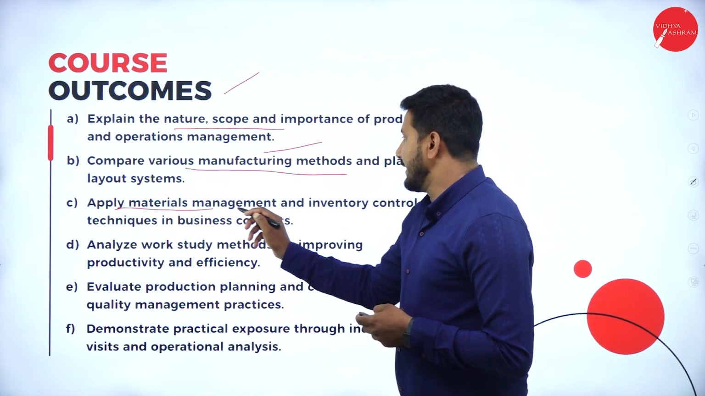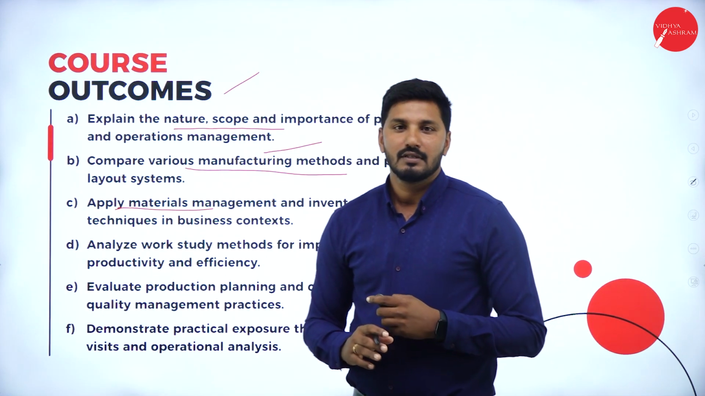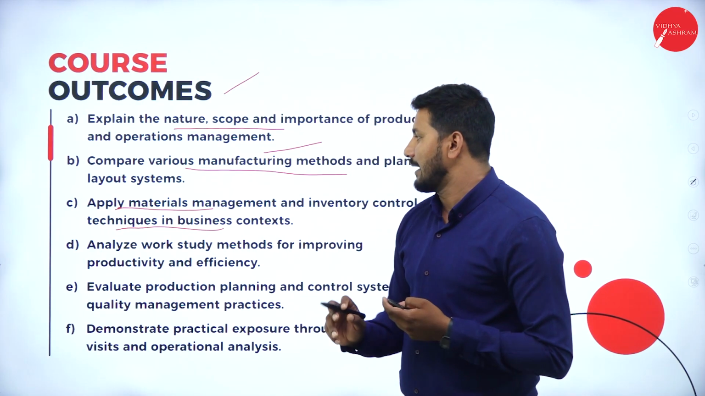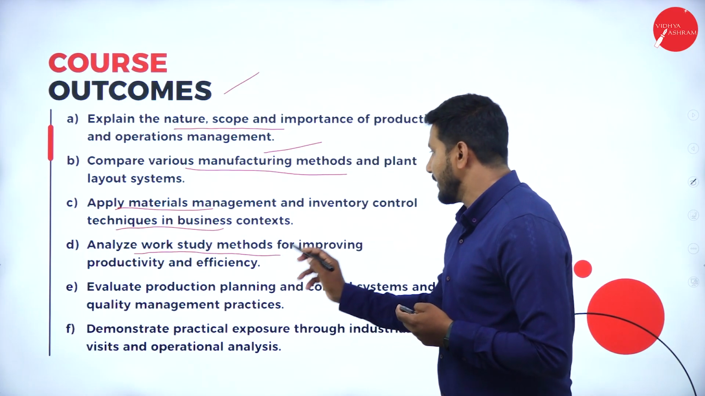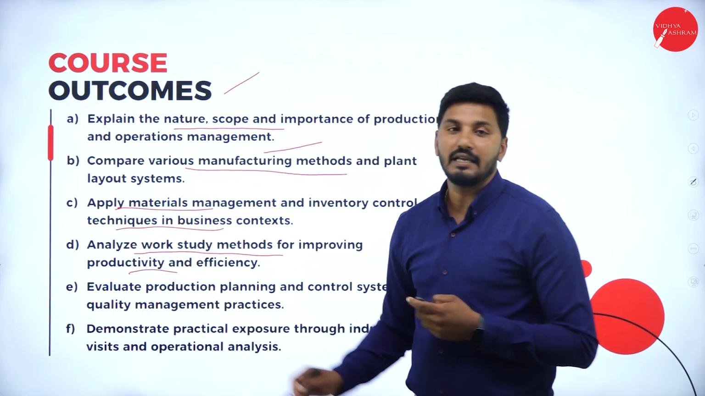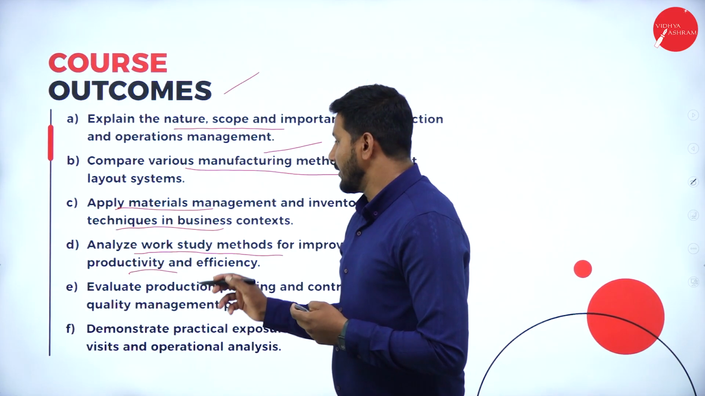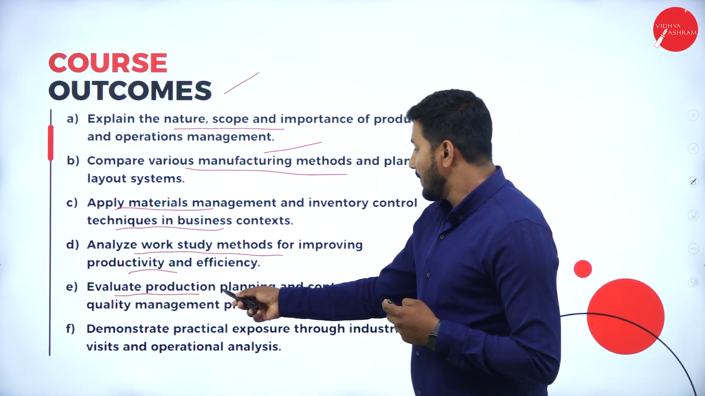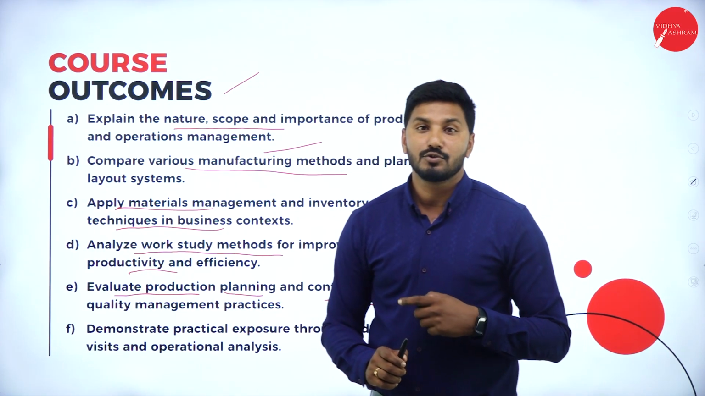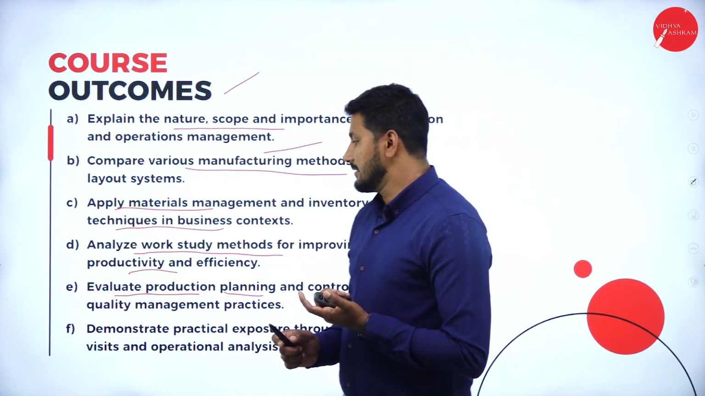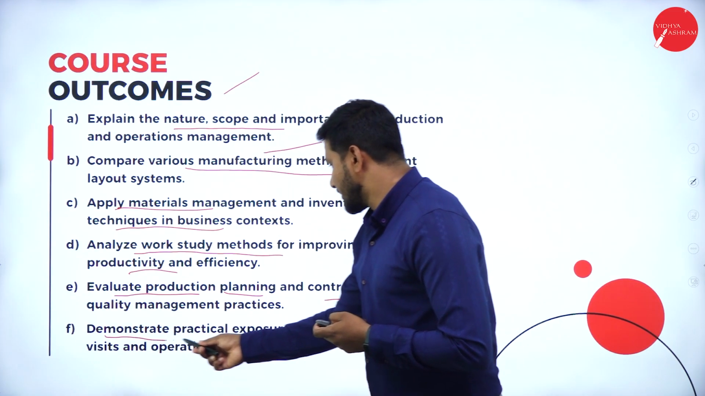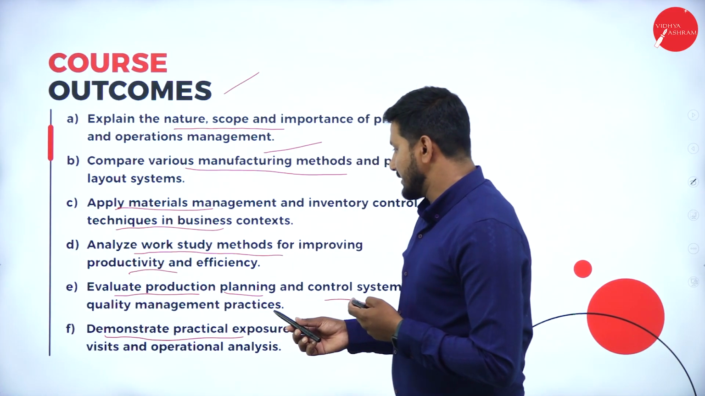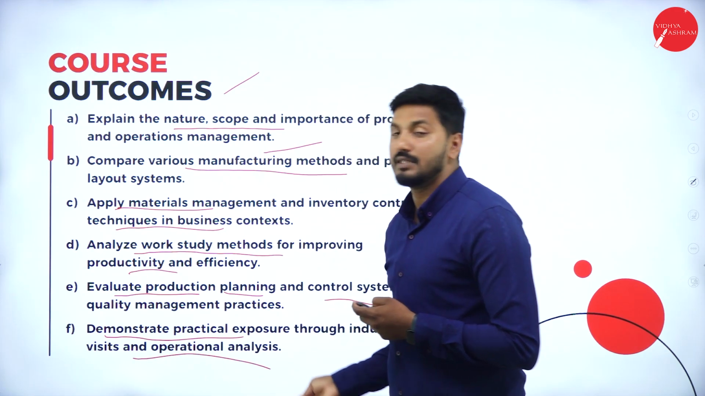And apply materials management and inventory control. There will be several techniques regarding this, so we'll get to know from this particular chapter. And analyze work study methods for improving productivity and efficiency. That will be known from this chapter. And we can easily evaluate the production planning and control system to enhance quality management in this chapter. And we can demonstrate practical exposure while getting to the industrial visit, something related to that. So we'll get to know from this chapter.